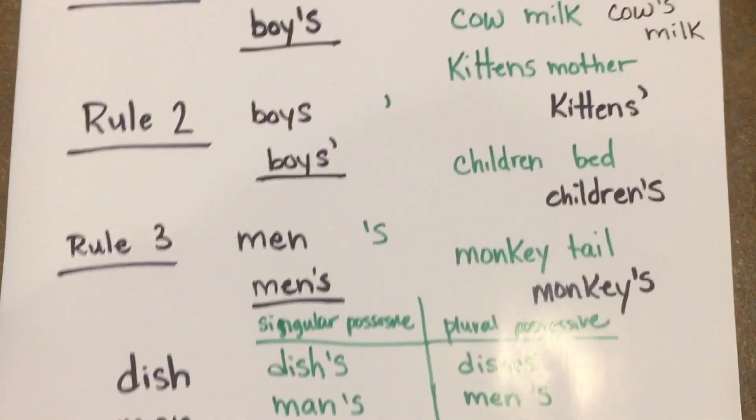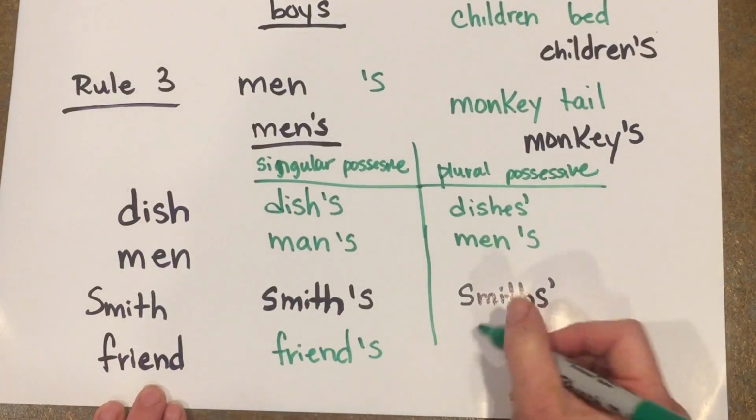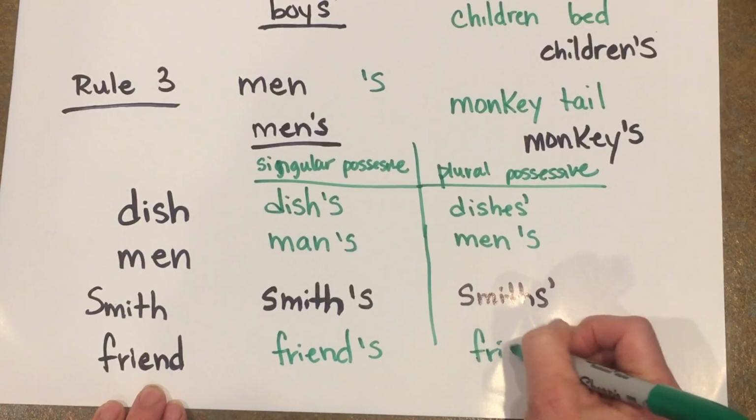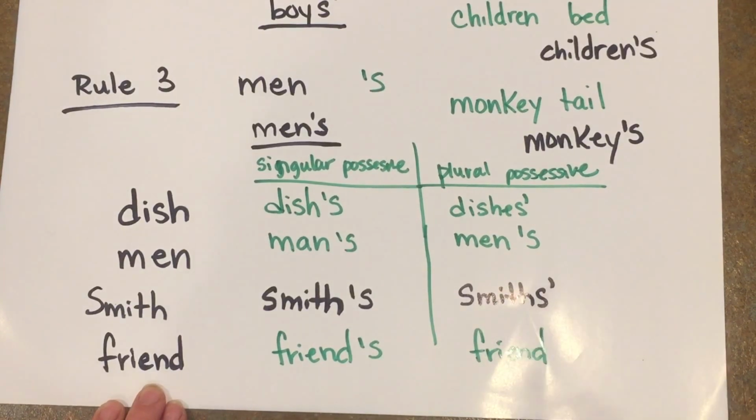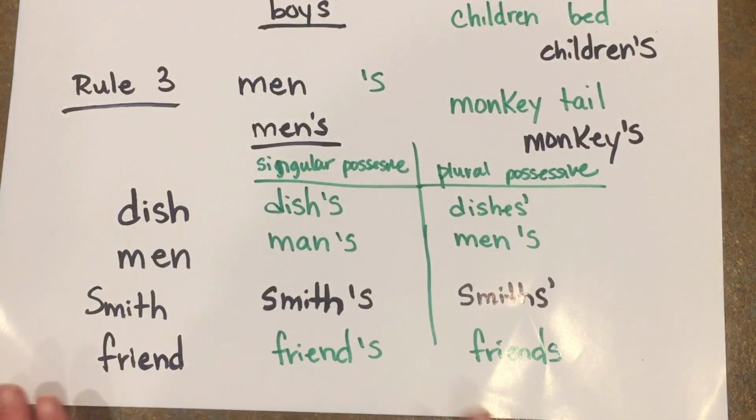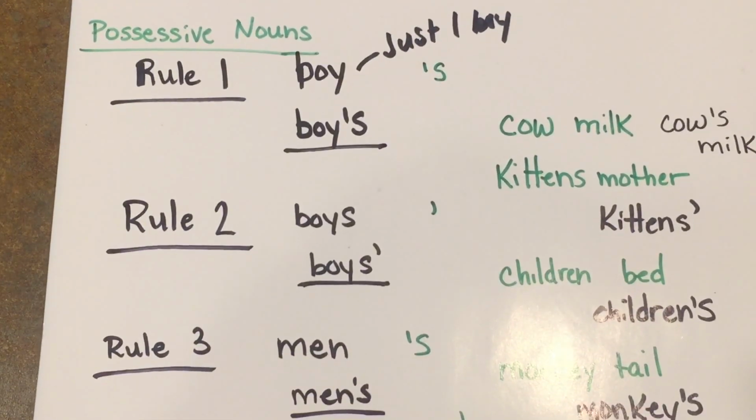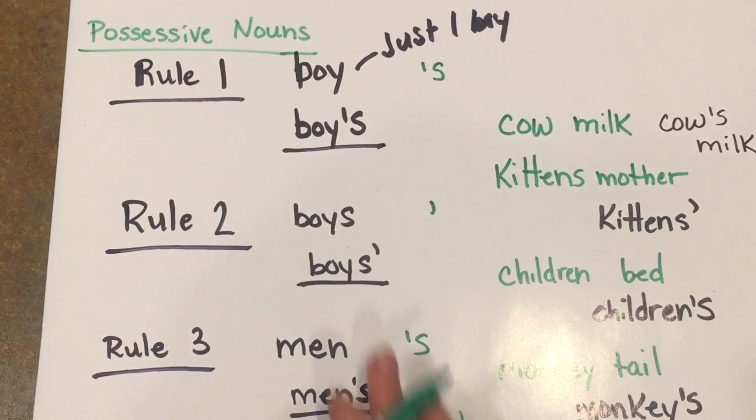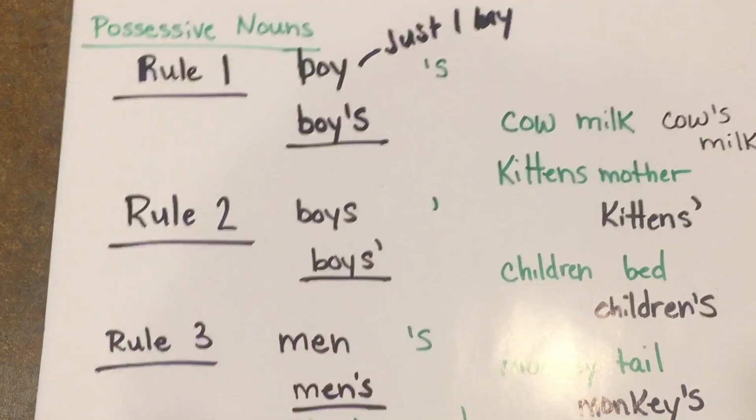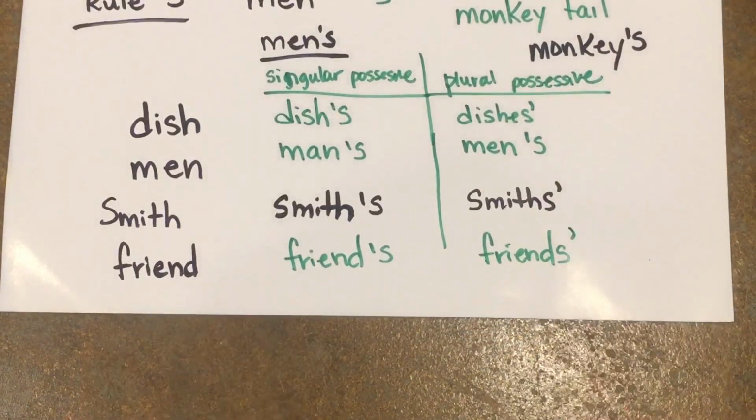And then what if we had more than one friend? Friends' houses, let's say. First, how do we make friend plural? An S. Now, if it already has an S, how do we make that possessive? Do you remember? Since this already has an S, we add the apostrophe afterwards. Okay.